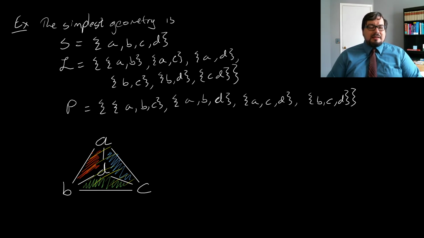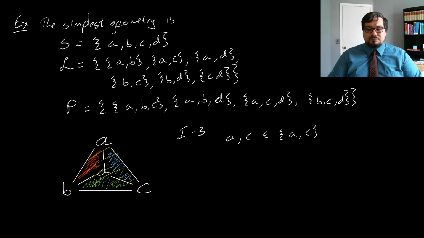If 2 points lie on a line and a plane, then that line is contained in that plane. So let's see how that works. If we look at I3, notice that we have that A and C lie in the line AC. So that's the line AC. But A and C also lie in the plane ACD.